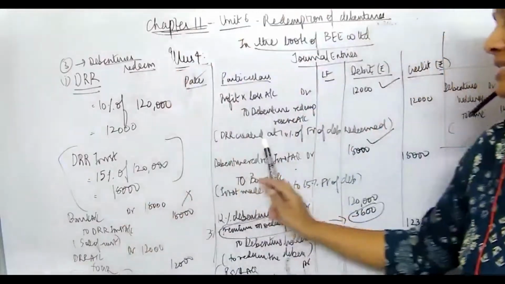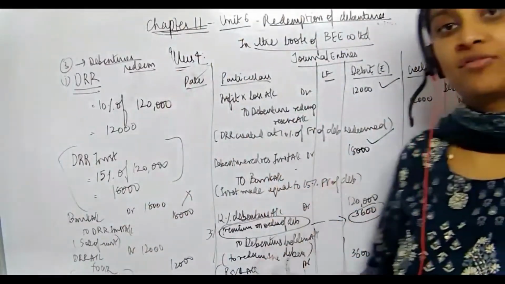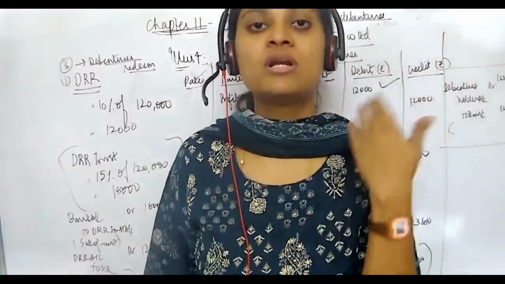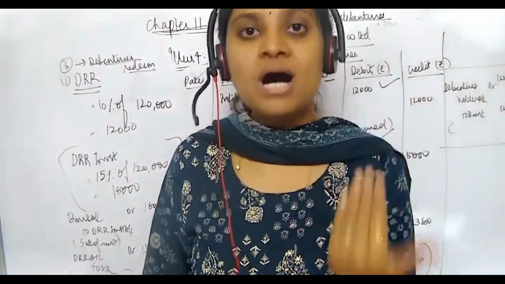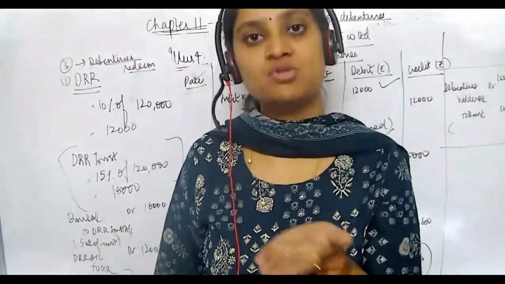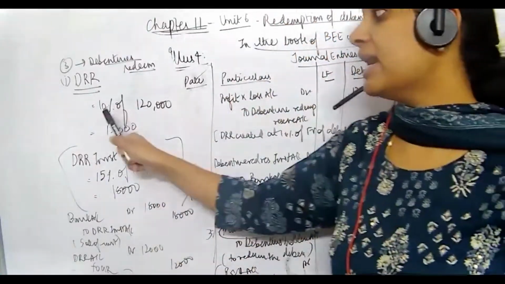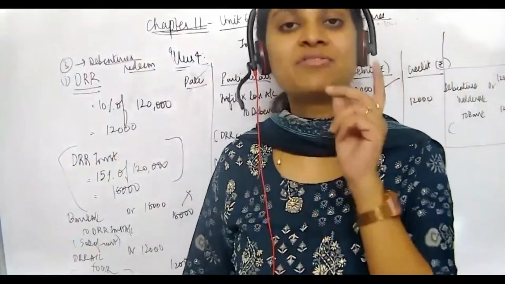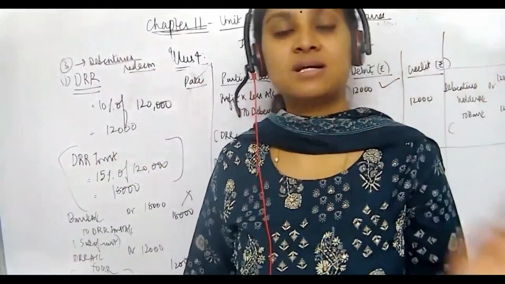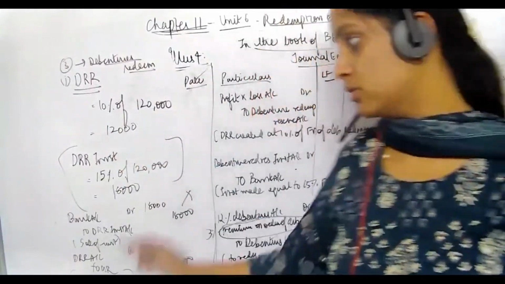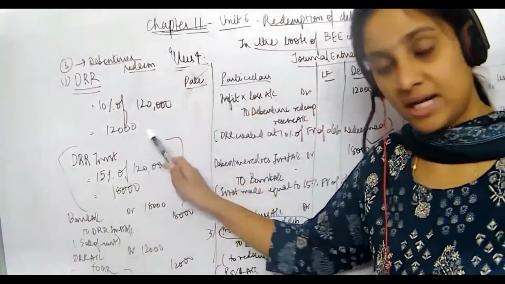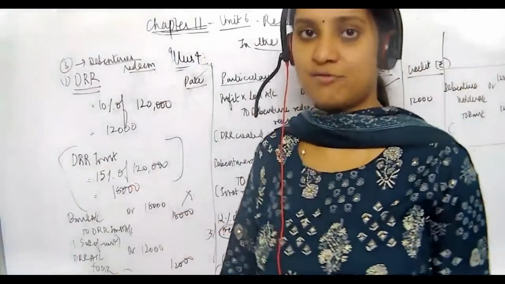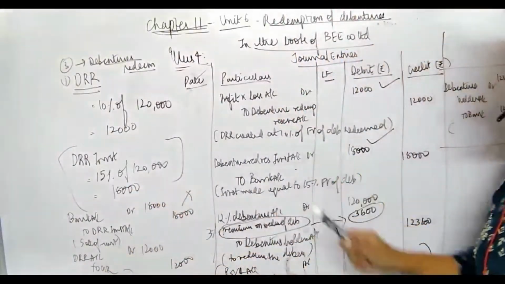The next entries are with regard to the redemption of the debentures. So the rule here is create a DRR. Before redeeming the debentures, you are supposed to create a debenture redemption reserve to the extent of what? 10% of 1,20,000. Why 1,20,000? Face value. Even if there is redemption, don't bother, take the face value. So 12,000 DRR I should create. At the same time, DRR investment account at the rate of 15% I have to create, which is nothing but 18,000.